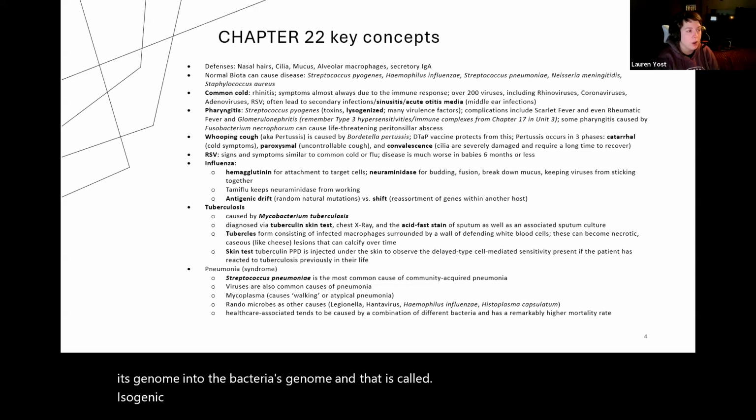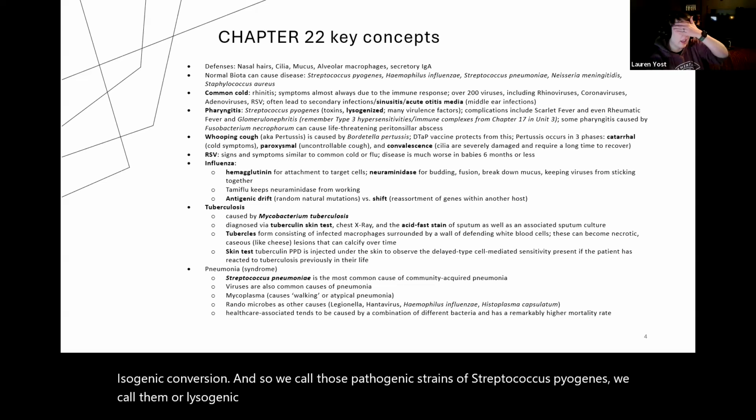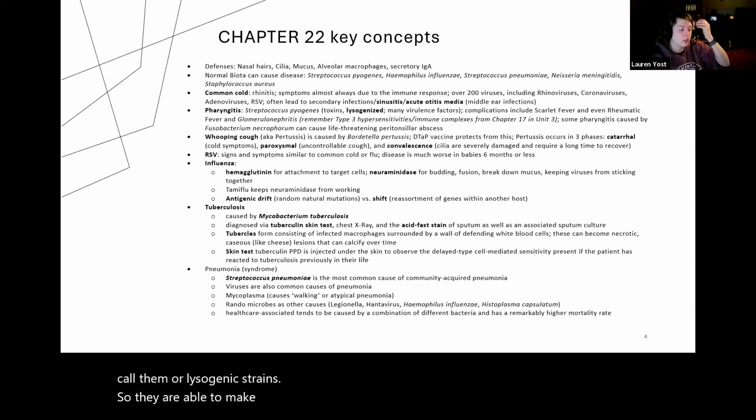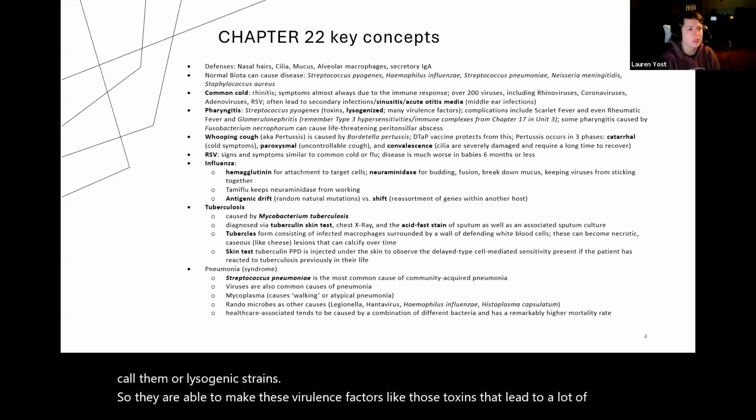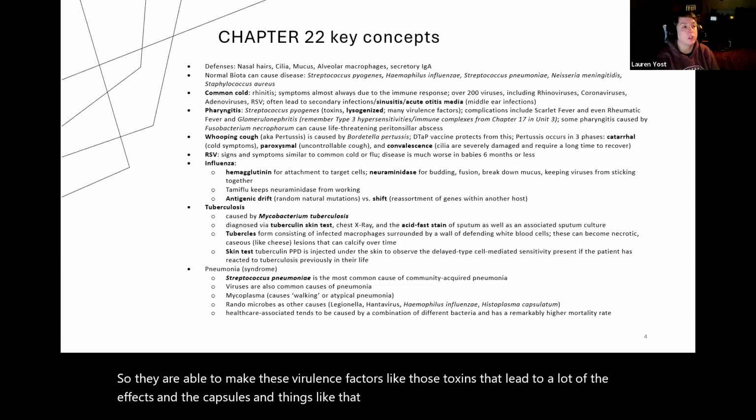And so we call those pathogenic strains of Streptococcus pyogenes lysogenized or lysogenic strains. So they are able to make these virulence factors like those toxins that lead to a lot of the effects, and the capsules and things like that. Those virulence factors, some of them are imparted by bacteriophages.